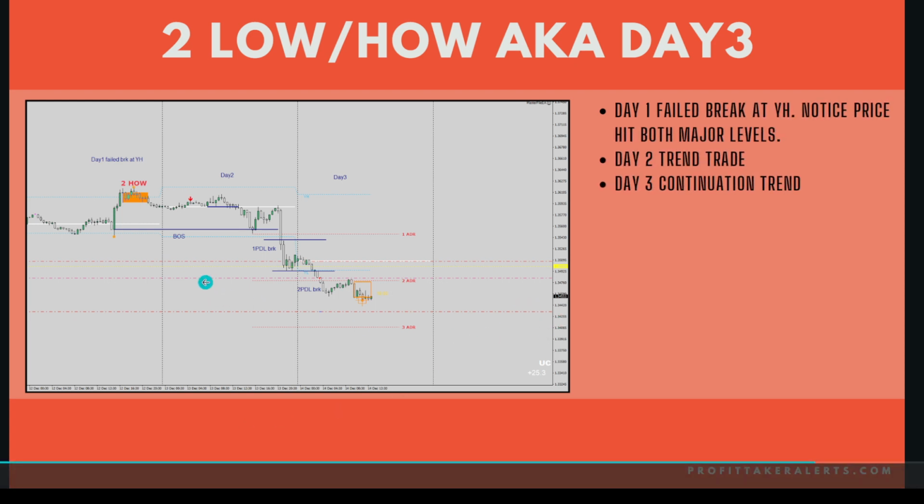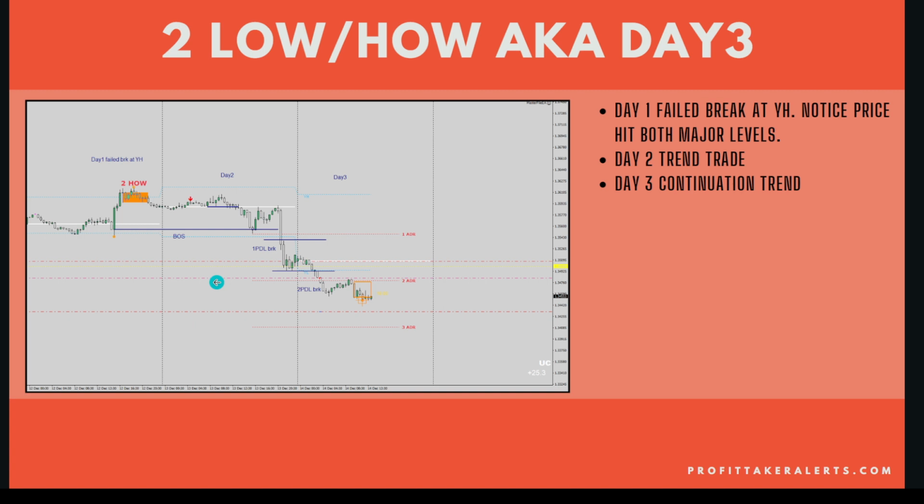Dollar CAD. Now this one, beautiful, beautiful. Again, we have our break to the high, which it failed, and you can see how price hit both levels. We like to see that. So now we are breaking down day 2. We're waiting for the trend trade.